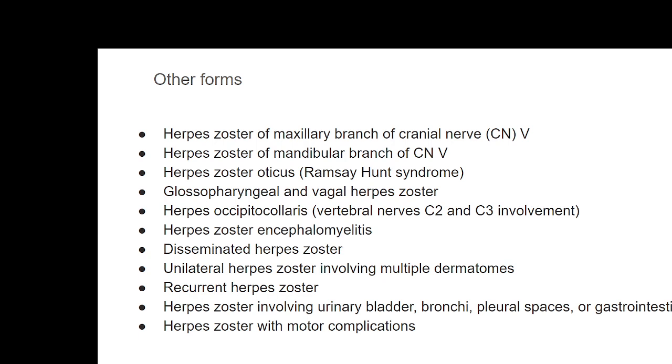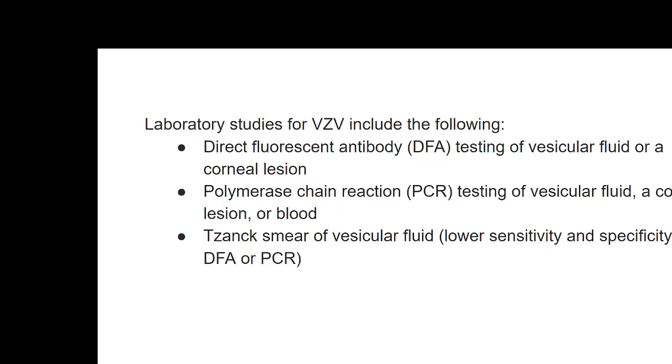Glossopharyngeal and vagal herpes zoster, herpes occipitocollaris, that's cervical nerve involvement C2 to C3, and herpes zoster encephalomyelitis, disseminated herpes zoster, unilateral herpes zoster involving multiple dermatomes, recurrent herpes zoster involving urinary bladder, bronchi, pleural spaces or gastrointestinal tract, herpes zoster with motor complications. These are the other variations which are again not frequent, but rarely they may occur, and the clinical presentation would depend upon the location and the organ involved.